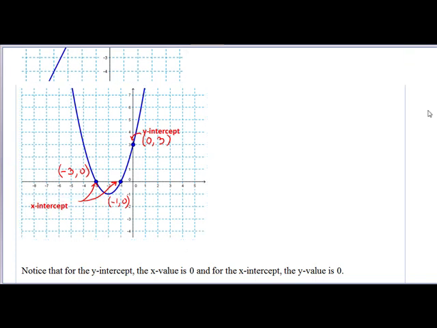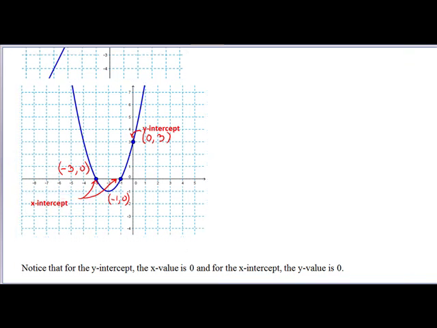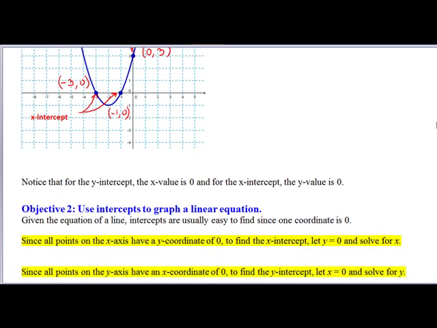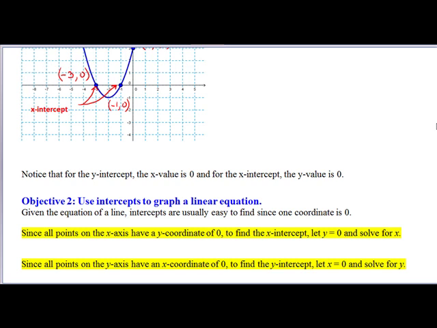Next we're going to find the x-intercept of the graph of a linear equation. Given the equation of a line, finding the x- or y-intercept is actually very easy. Since to find the x-intercept the y is 0, why not let y equal 0 and solve for x? Then we have the x-intercept. To find the y-intercept, since the x coordinate is 0, we let x equal 0 and solve for y. That's how we solve for the y-intercept.